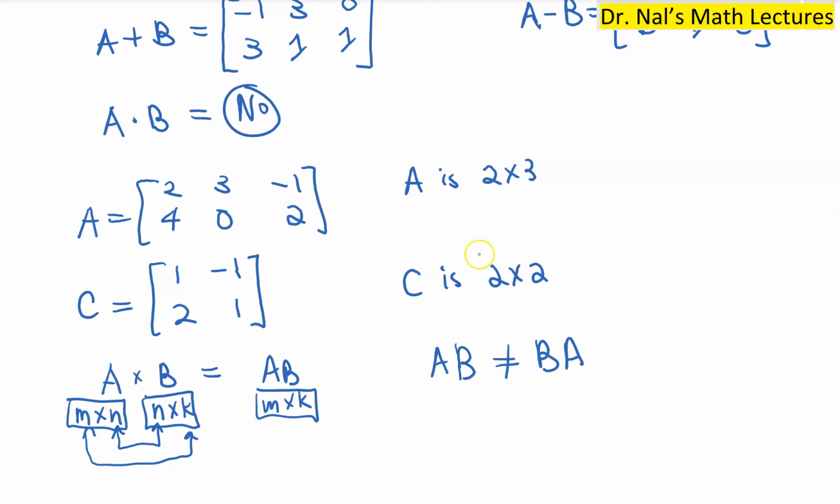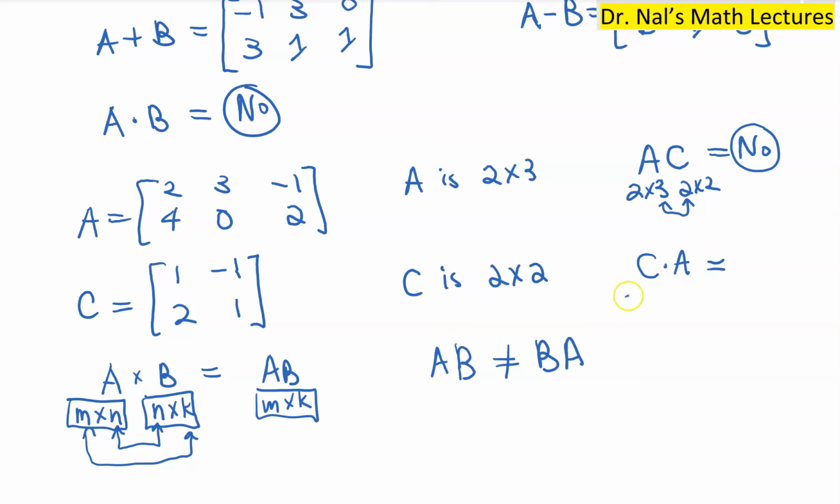So as a result, when I look at these two matrices, I cannot multiply A times C. Why? No, this one is a no. Why? Because A is a 2 by 3, C is a 2 by 2, and the second entry in the first matrix and the first dimension of the second matrix don't match. However, C times A is possible.